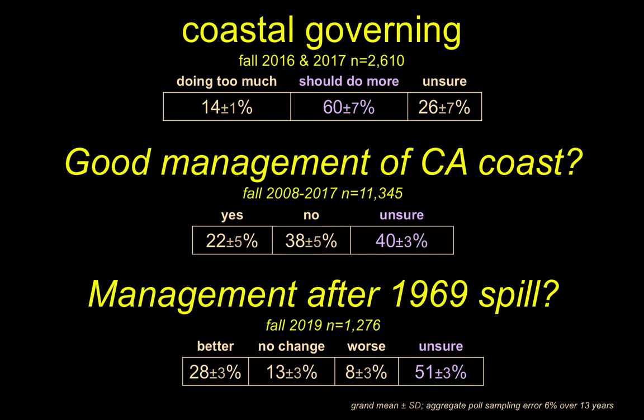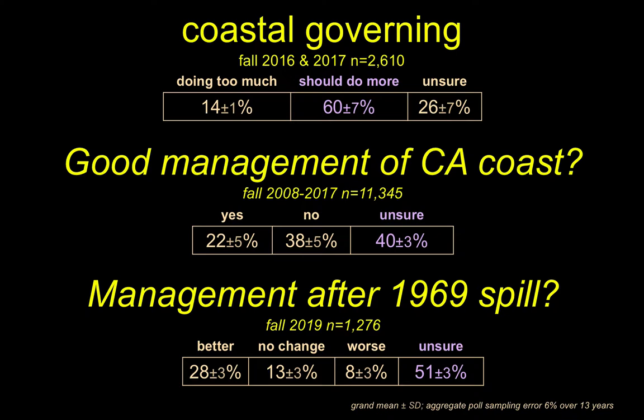Again, the next one, that's coastal governance, a bit different than if you read the national media. 60% of the public thinks that we should be doing more. Our government should have a stronger hand in terms of managing our coastal resources, whatever those are. So about two-thirds of the population think that.